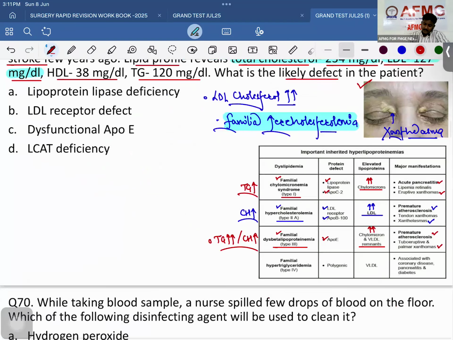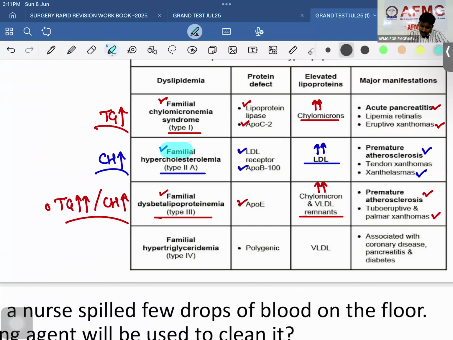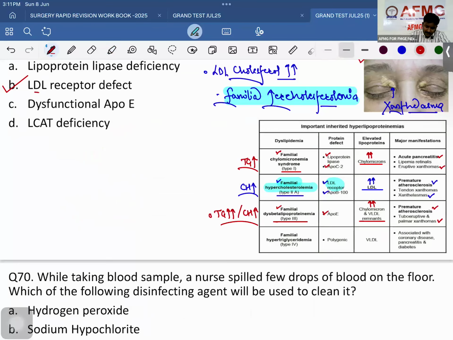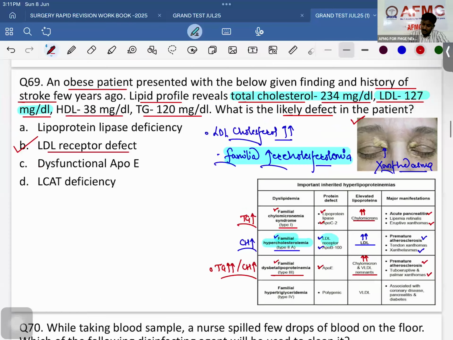Now here it is a case of familial hypercholesterolemia, beta, and we know in familial hypercholesterolemia and type 2A hyperlipoproteinemia there is a high level of LDL and due to that there is a high level of cholesterol. Here there is a defect in the LDL receptor. Answer has to be option B. It is a case of LDL receptor defect, beta.